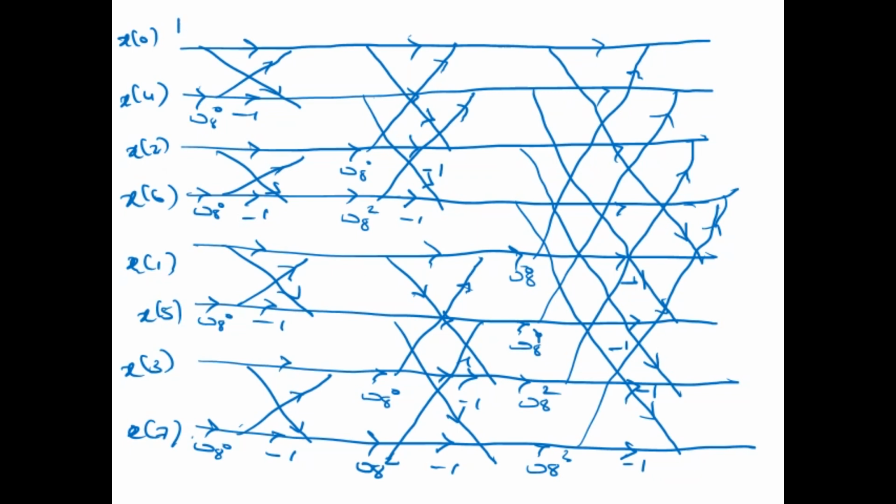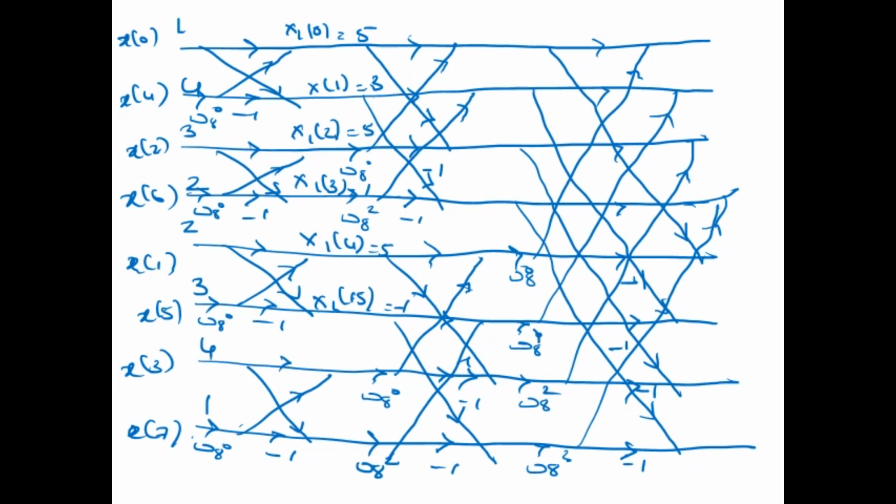So the inputs are 1, 4, 3, 2, 2, 3, 4, 1. So we got the answer as x1 of 0, that is 5; x1 of 1, that is 3; x1 of 2, 5; x1 of 3, 1; x1 of 4 is 5; x1 of 5 is -1; x1 of 6 is 5; x1 of 7 is 3.